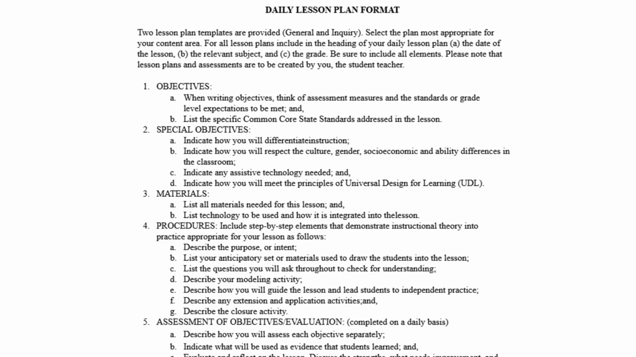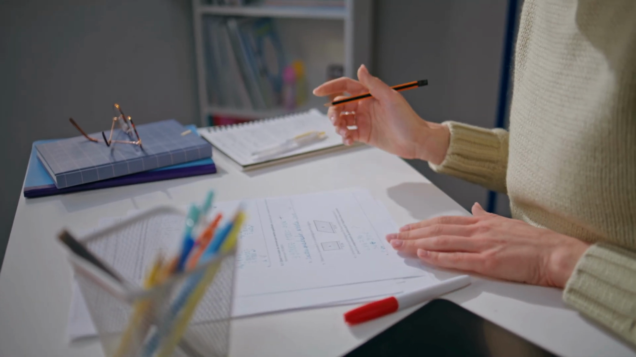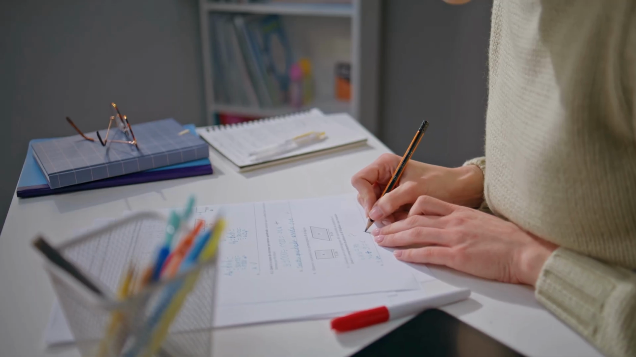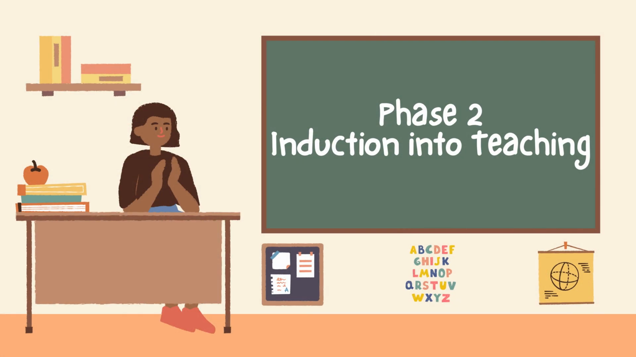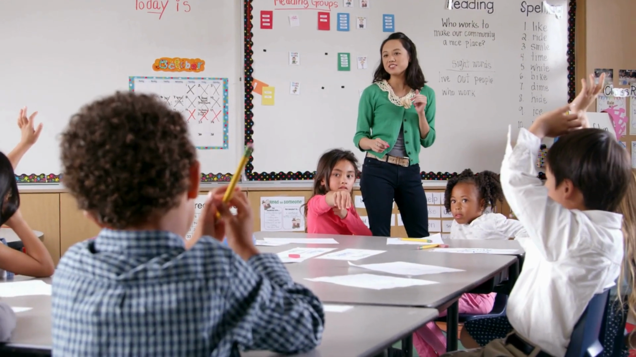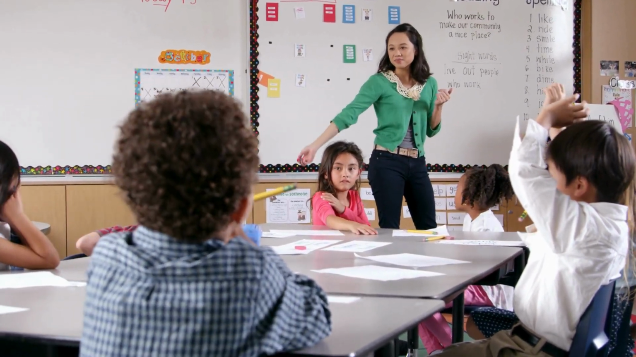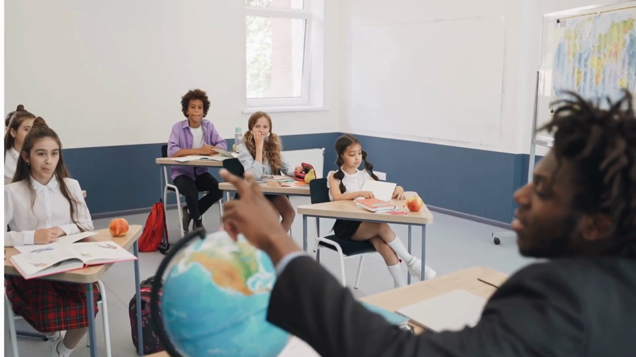These plans help you think through the essential components of teaching. Even if your cooperating teacher uses a different format, you're expected to follow the university template at first. Once you're comfortable, you'll begin teaching lessons. This phase is tailored to your pace, your students' needs, and your cooperating teacher's style.